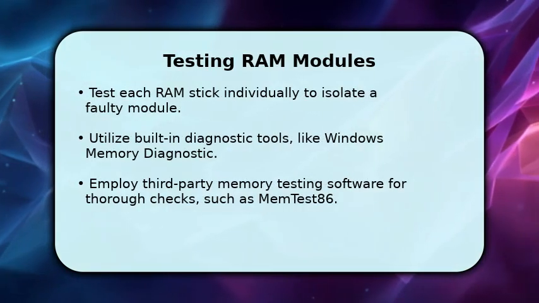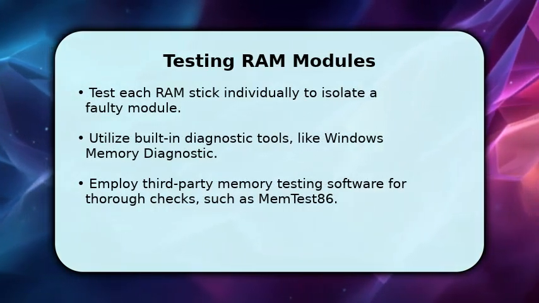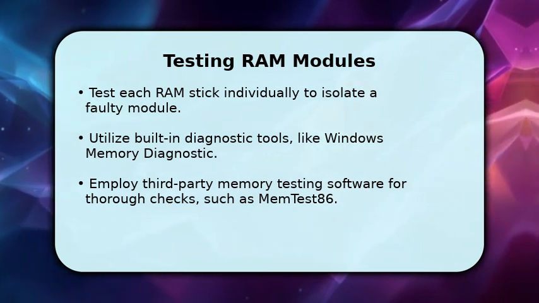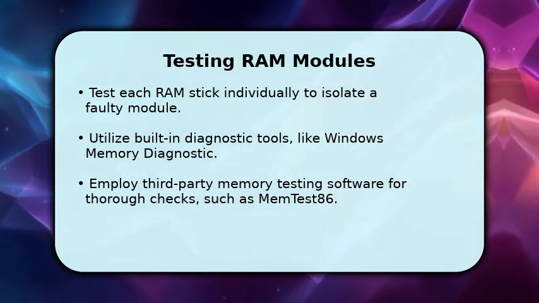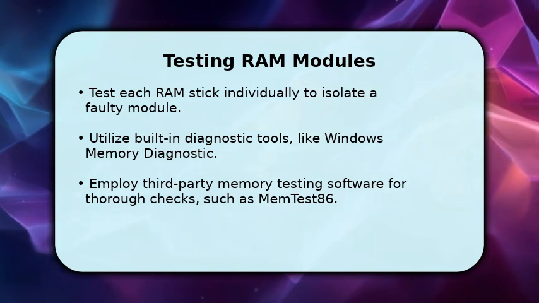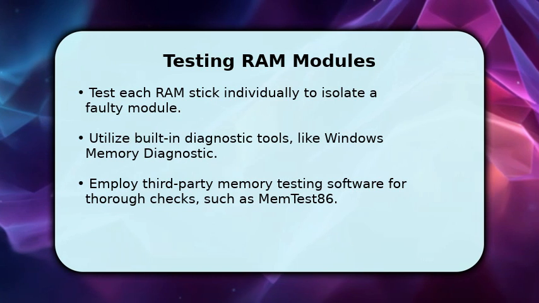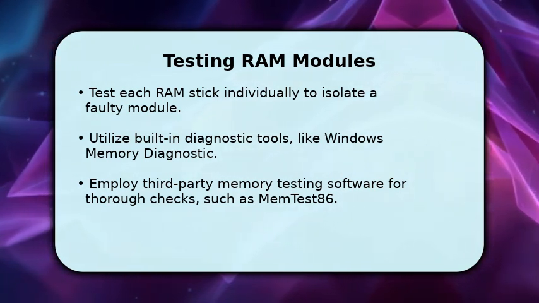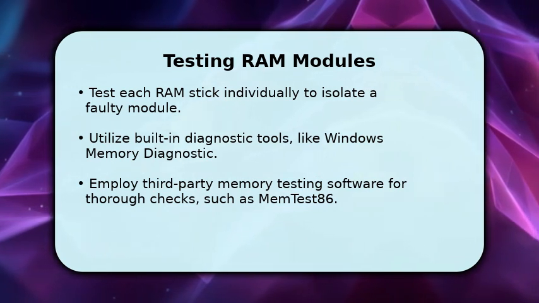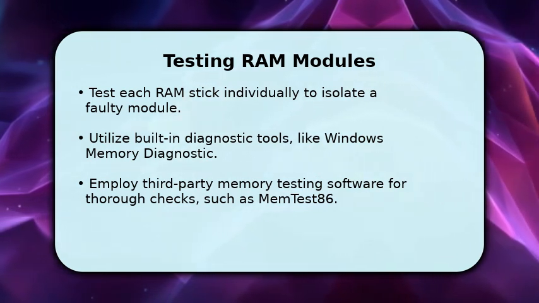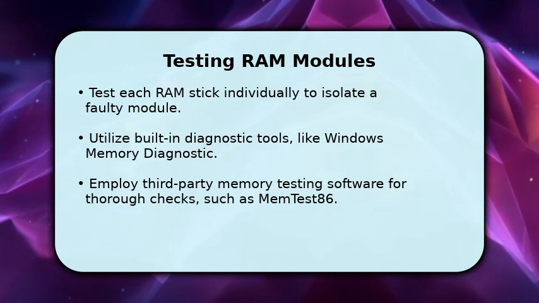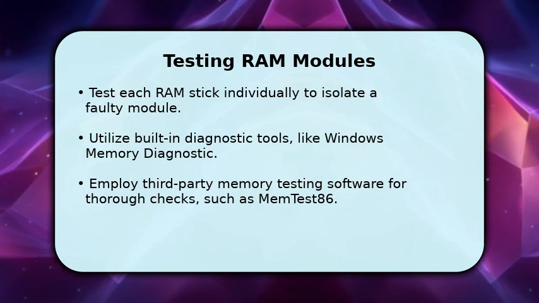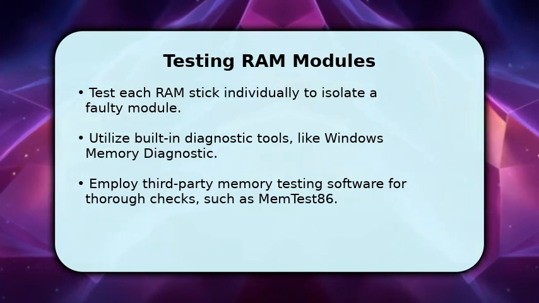Once you've performed initial checks, it's time to test your RAM. If you have multiple sticks, test each one individually in different slots to pinpoint the problematic module or slot. Windows offers a built-in memory diagnostic tool that can help. For a more comprehensive analysis, consider using a dedicated third-party program like MemTest86, which runs extensive tests to identify errors. These tools are crucial for confirming if a RAM stick is truly failing.